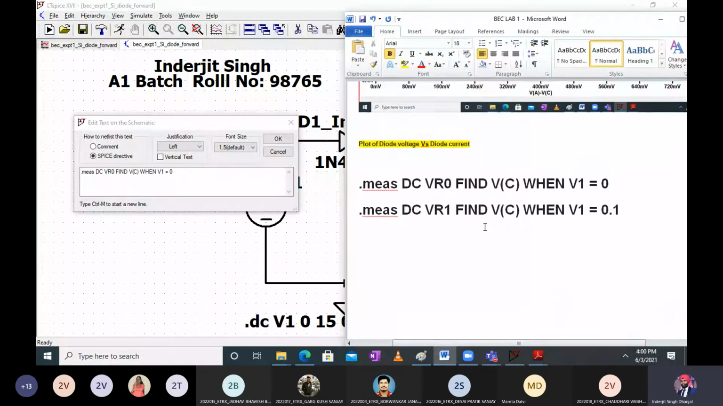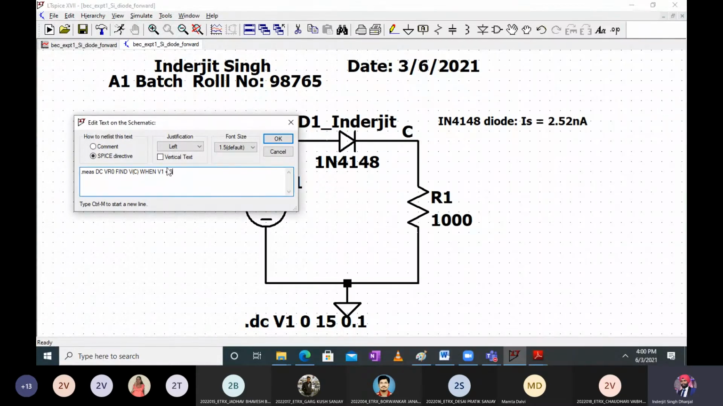Do you understand? At any particular value, if I want a corresponding value of my voltage across the resistor, I'll rename it to a new variable. In this text command, the SPICE directive, to go to a new line you have to click Control M. To go to your new line, you have to click Control M. Let me show it to you.